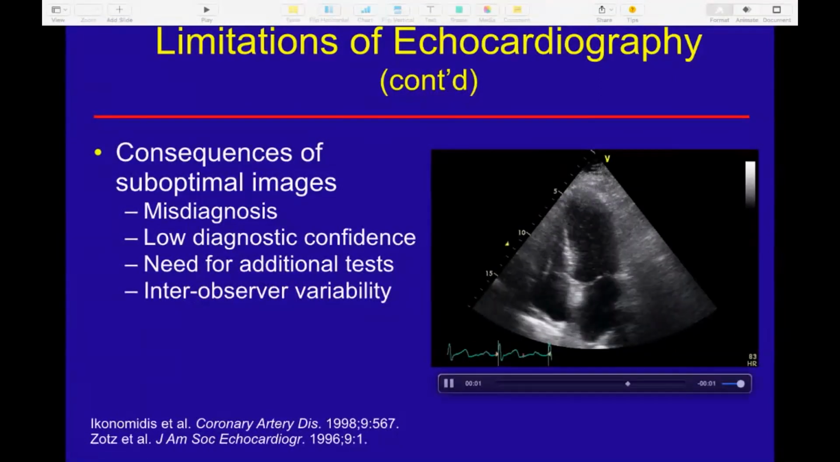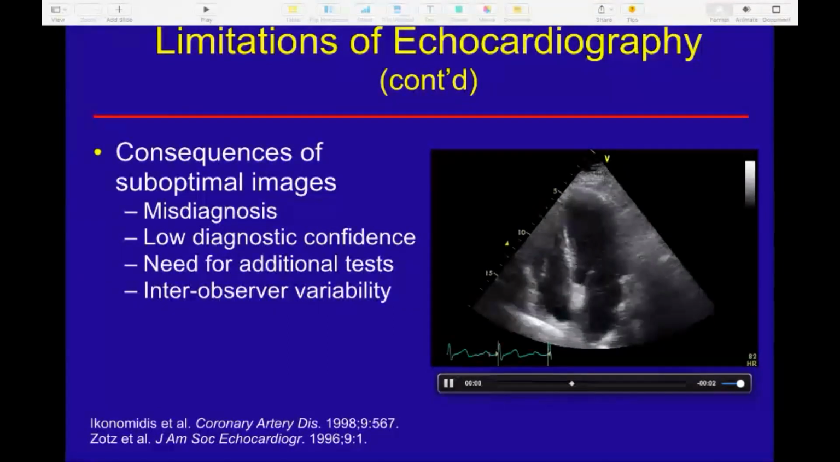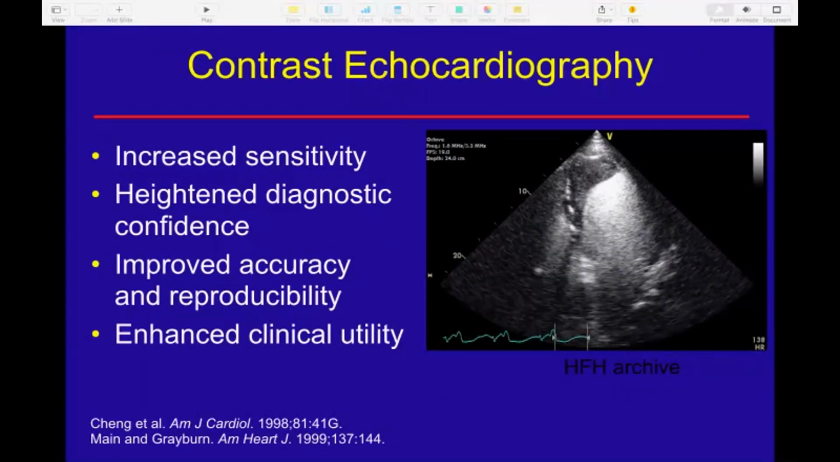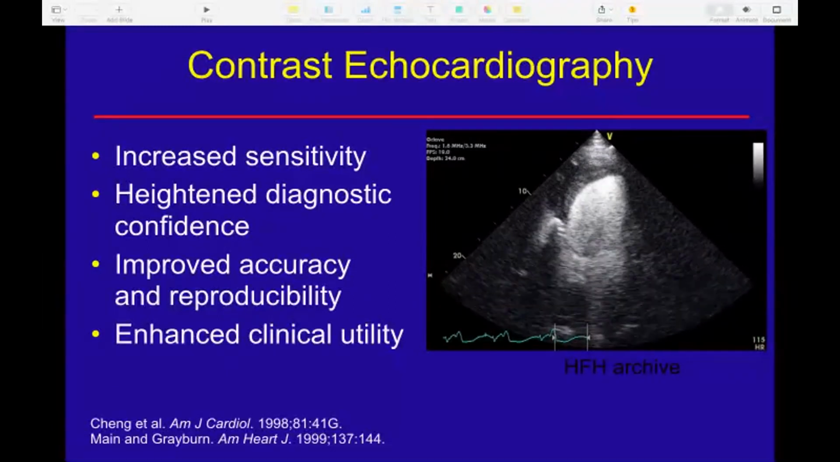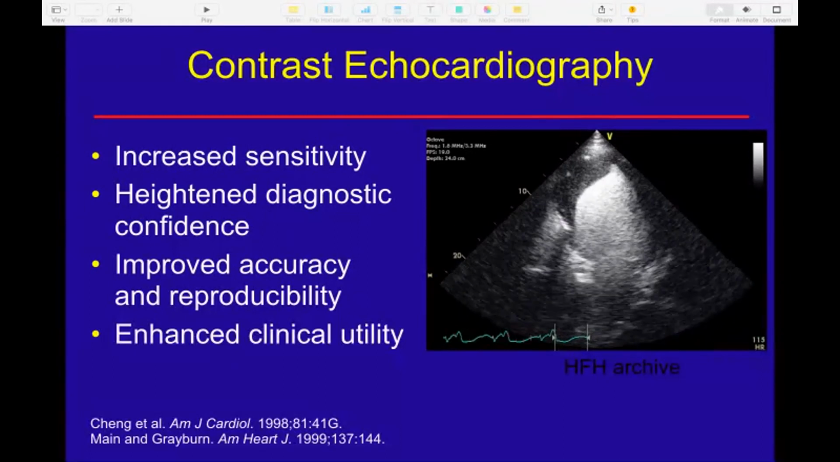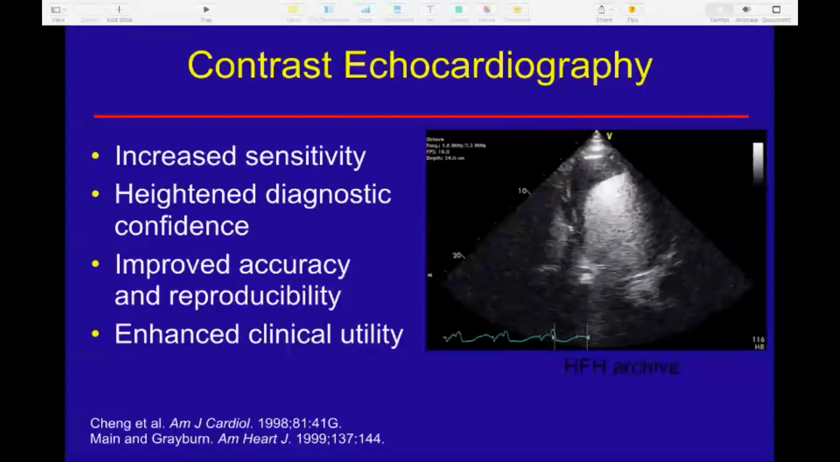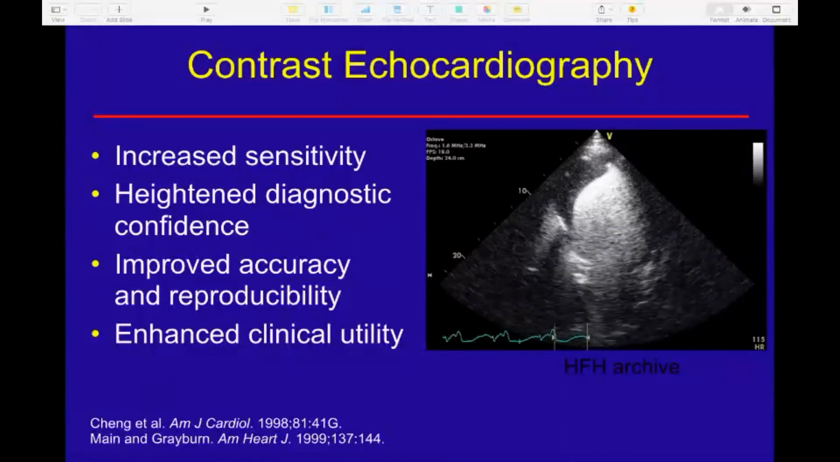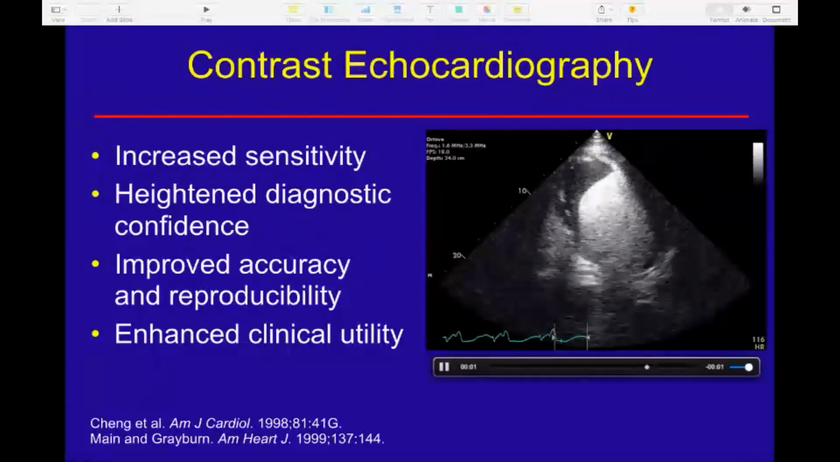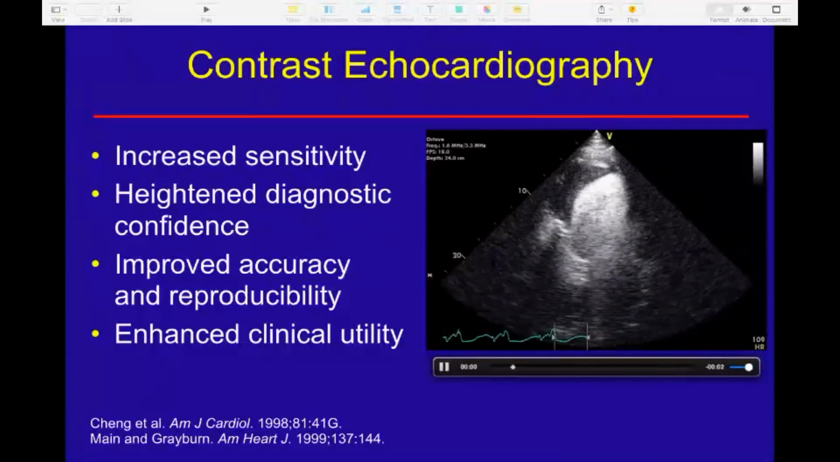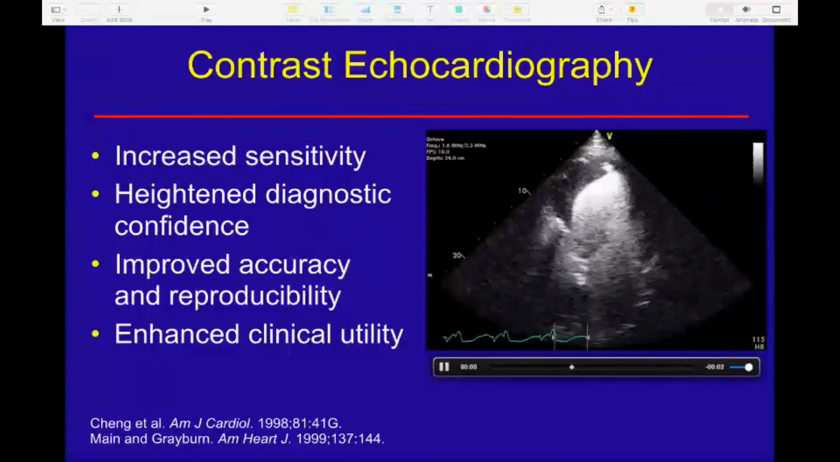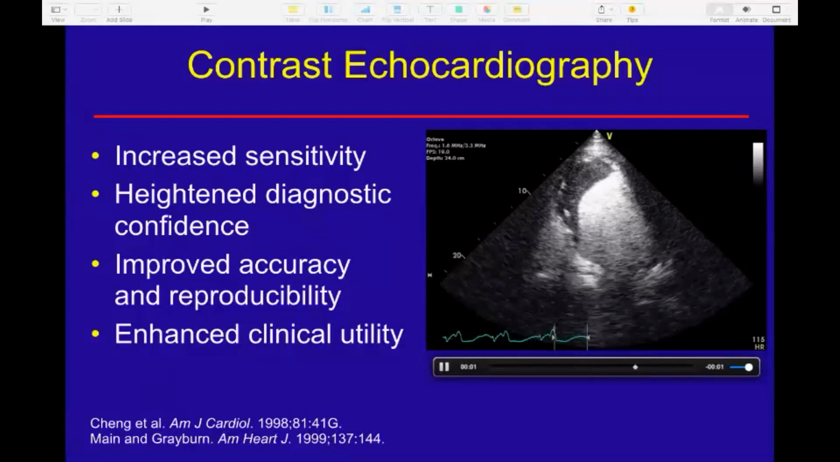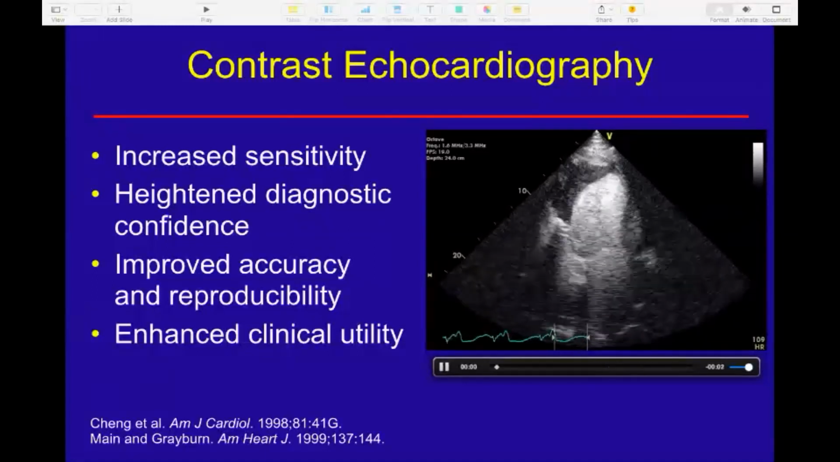Here in the cine clip, you can clearly see that there appears to be left ventricular dysfunction, but assessment of wall motion, particularly of the apex, seems to be a little bit challenging. So contrast echo obviously comes with a lot of promise. It has been used for quite a few decades now. It gives us increased sensitivity and heightened diagnostic confidence. It improves accuracy and reproducibility, and it enhances clinical utility, as we will go through in our talks. Here on the right side, you can now see a contrast-filled image showing an extremely large intracavitary mass, which is not filling much with contrast, and given the wall motion abnormality, is very likely a thrombus.